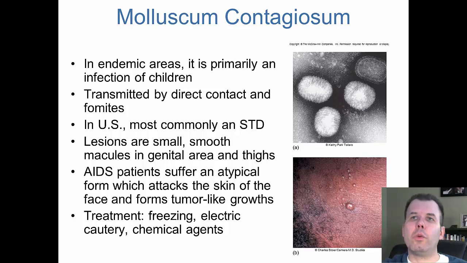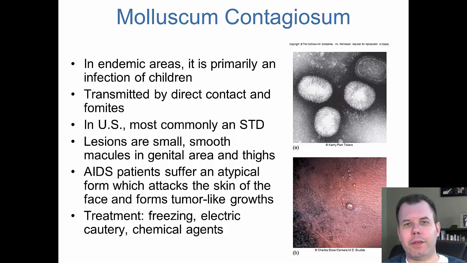Okay. Another one that's out there that tends to be a little bit smaller, and we see this as an STD a lot of times, is Molluscum contagiosum. These are small little bumps that form around the genitalia area. It's endemic in areas, and it's primarily an infection in children. It can be transmitted by direct contact. It also can be transmitted if a virus gets onto surfaces and can spread.